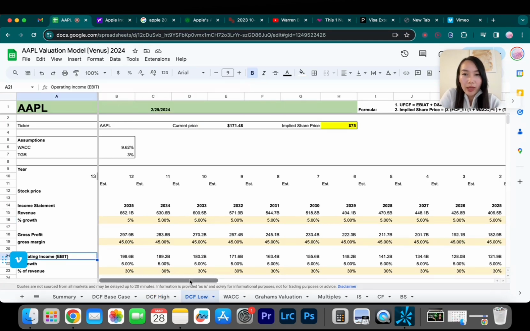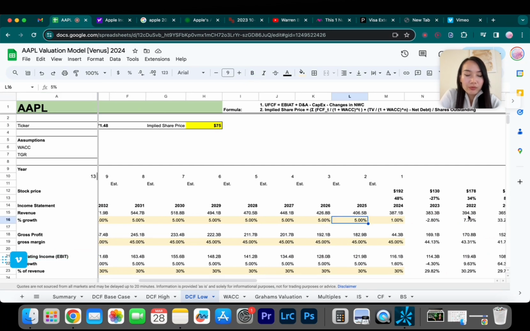And on the low end, I would say if Apple's revenue continues to grow at 5%, $75 is what we're looking at in terms of its valuation. So that's going to be on the very low end. So DCF is only one way of evaluating a stock value, and there are other valuation methods like the multiples and also Graham's valuation model. So we're going to be going through them.